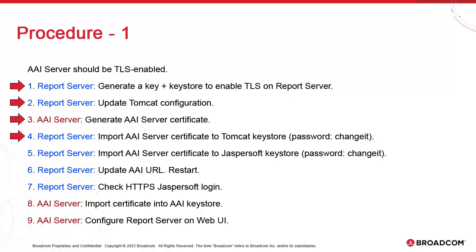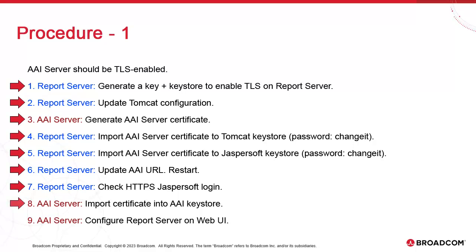On the report server, we import the certificate to the ca-certs file on the default Java install, defined as Java Home, so that the Tomcat web server is authenticated. We do this a second time in the ca-certs file of the Java version that is dedicated to Jaspersoft. That Java package is found in the report server directory. We update the Jaspersoft web app and Tomcat on the web server so that the stored URL now points to the HTTPS-enabled AAI. We restart the report server. Then we check that Jaspersoft is accessible over HTTPS. This confirms that TLS is configured correctly for the report server.